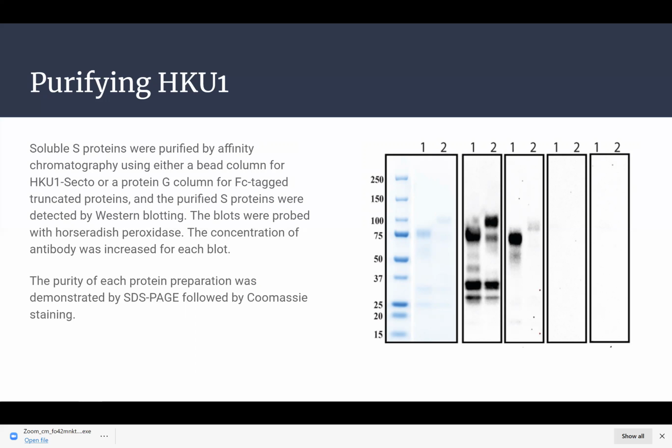The blots were probed with horseradish peroxidase, and the concentration of the antibody was increased for each blot. So as you can see for the blots, which are in black and white, the more blots that they did for the same products, the less that you can tell that it's there. And the purity for each protein preparation was demonstrated by an SDS-PAGE followed by a Coomassie staining. The Coomassie staining is shown with the gel that shows the blue lines in it. And it shows that they were able to separate it well and that the purity was acknowledged.